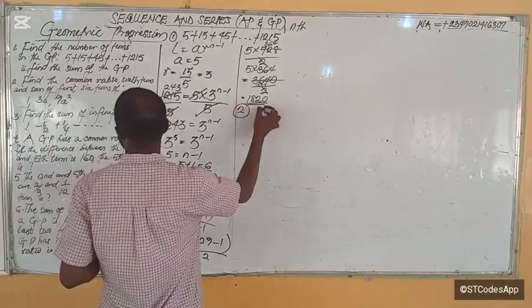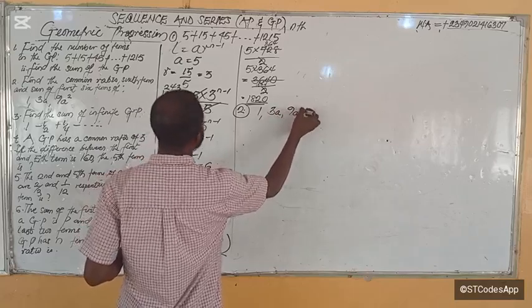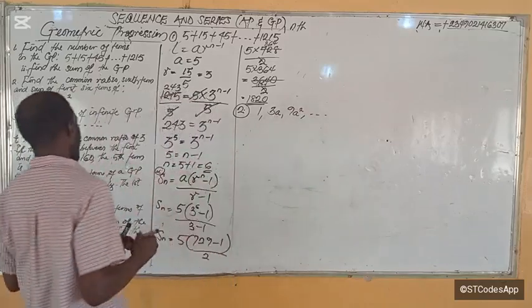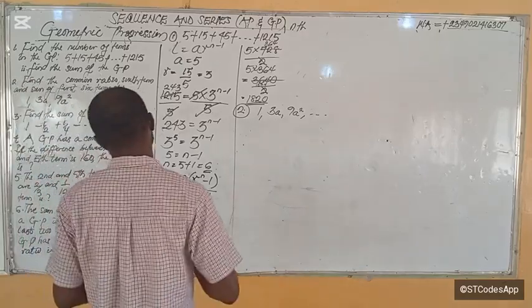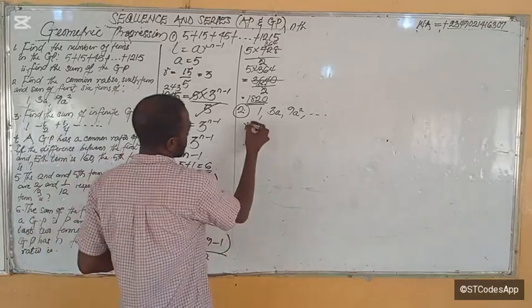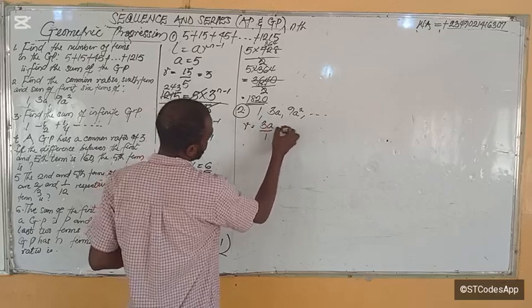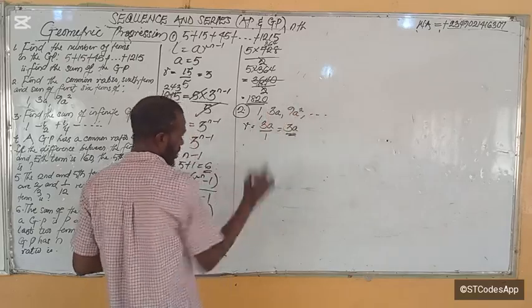Our GP sequence looks like this: 1, 3a, and 9a squared, dot dot dot. That dot dot dot means there could be many more terms. So find the common ratio. Common ratio is given by just taking T2 over T1. So that will be 3a over 1, which is 3a. If you still do this over this, you get 3a. Exactly.